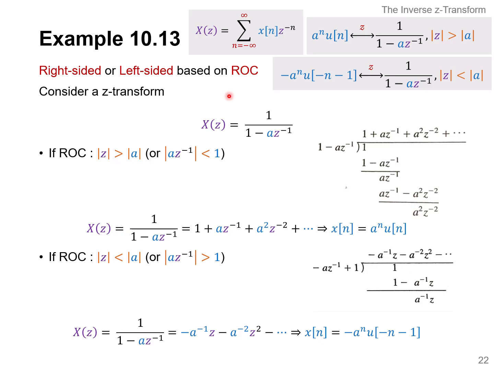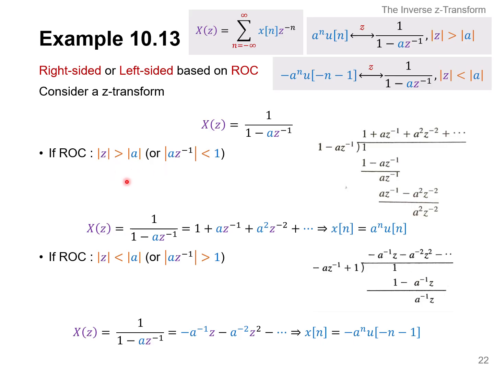Next, we study an example. We want to decide if a signal is right-sided or left-sided. We use the region of convergence of the z transform. We are given the z transform X(z) equals this. If the ROC is the magnitude of z larger than radius a, then the ROC is outside the circle with radius a.